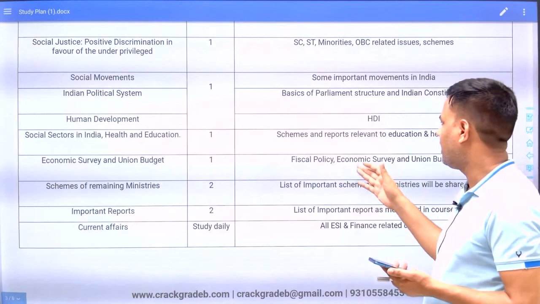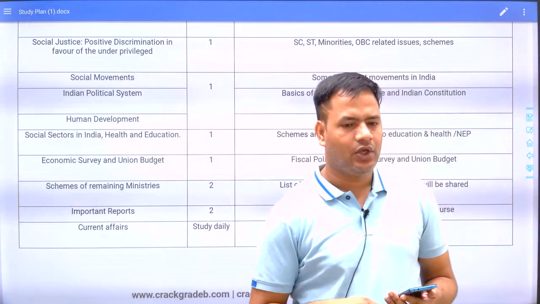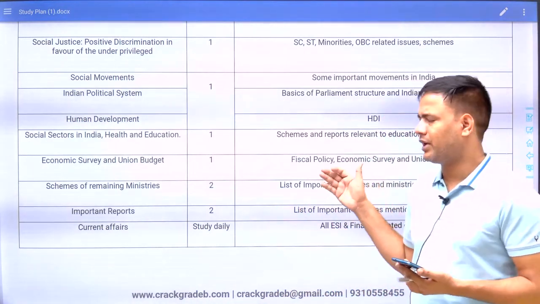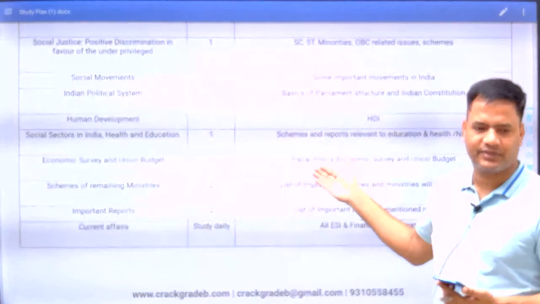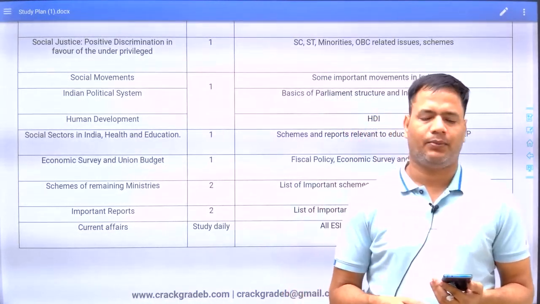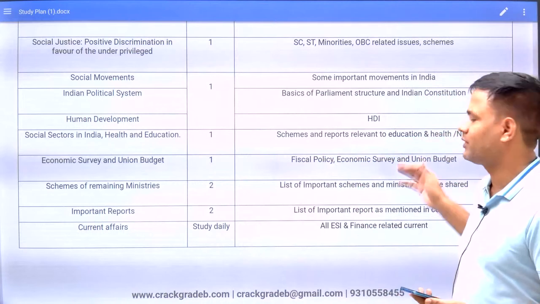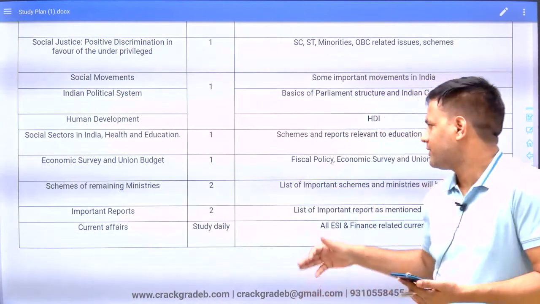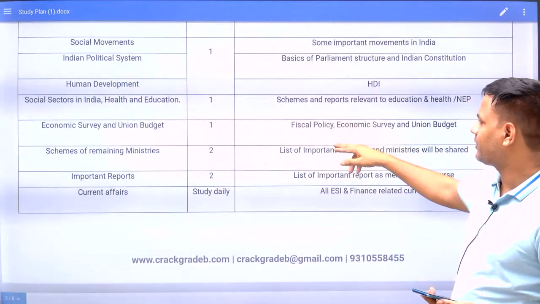Among the schemes and reports, NFHS-5, the National Family Health Survey 5 data, was recently released, so most probably they will ask from this in this chapter, and any other report or data relevant to health, if it is in the news, can be asked under this topic. Similarly for education, any report can be asked; last year a UNICEF report related to children's education was asked in the phase two exam. The National Education Policy is very important; every year they ask questions in phase one as well as phase two from it. Recently one report is in the news, UDISE for districts, which is important and can be asked.